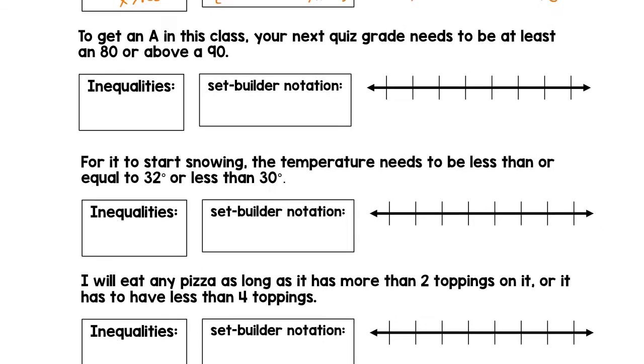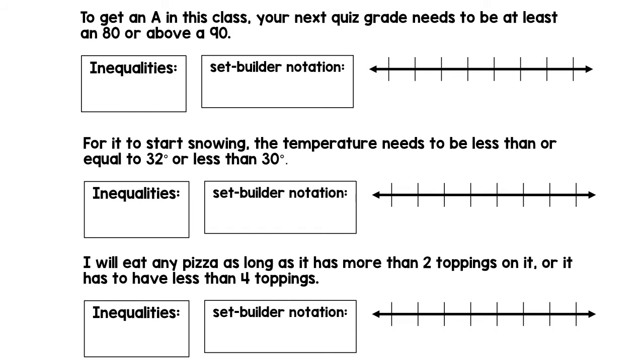Moving on. To get an A in this class, your next quiz needs to be at least an 80. So x has to be greater than or equal to 80, or above a 90, x is greater than 90. Well, 90 is greater than 80. So all we have to include on our graph is greater than or equal to 80. That's also going to be the only thing that we include in our set builder notation.